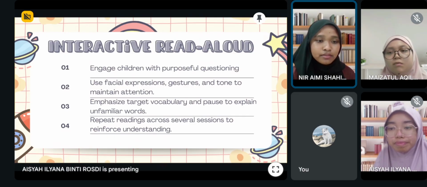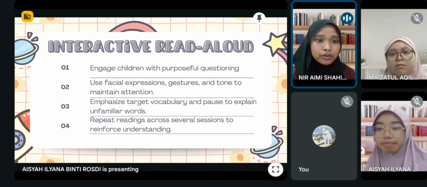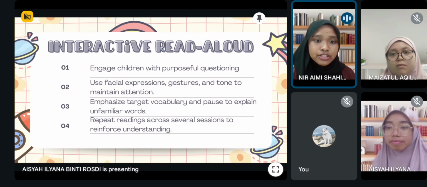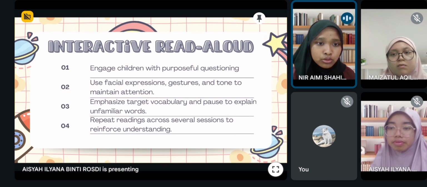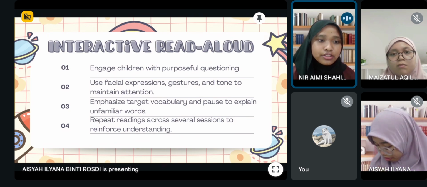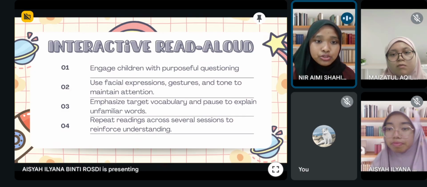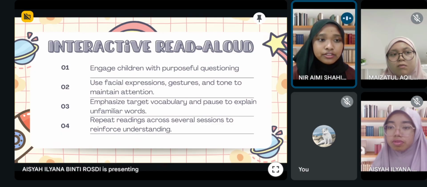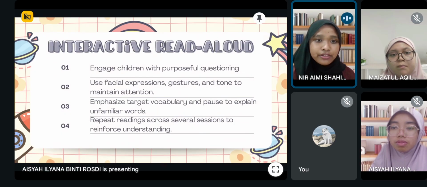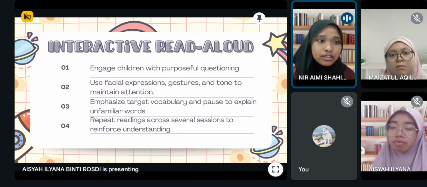Throughout the reading, the teacher pauses to ask open-ended questions like, what do you think will happen next? Or why do you think the character did that? These questions stimulate children's thinking and give them a chance to use English in a meaningful way. They also encourage listening with purpose and responding in full sentences, which is essential for developing oral language skills.